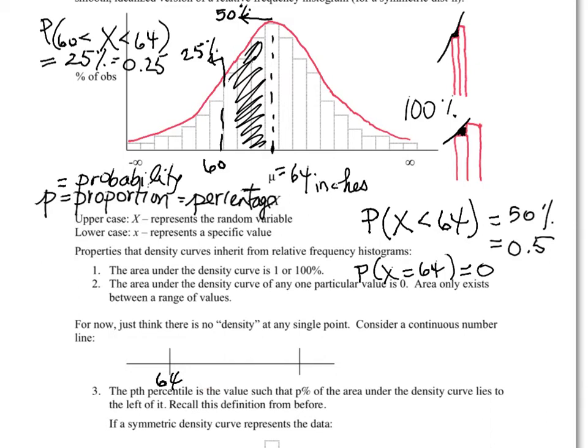Well, what is the next value? Is it 65? Well, no, it's a continuous number line, so it doesn't have to be 65. It could be 64.5. Well, no, it can even be finer. What about 64.05? Well, even smaller.